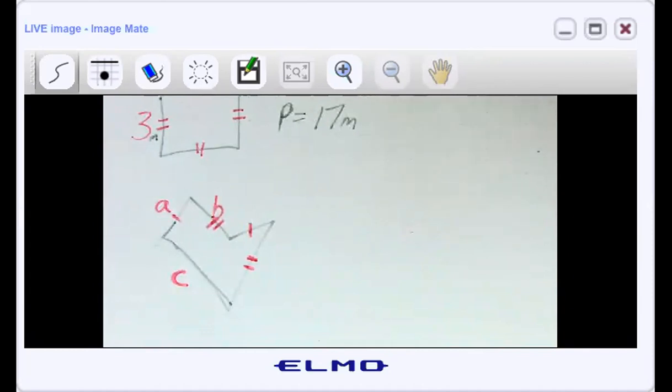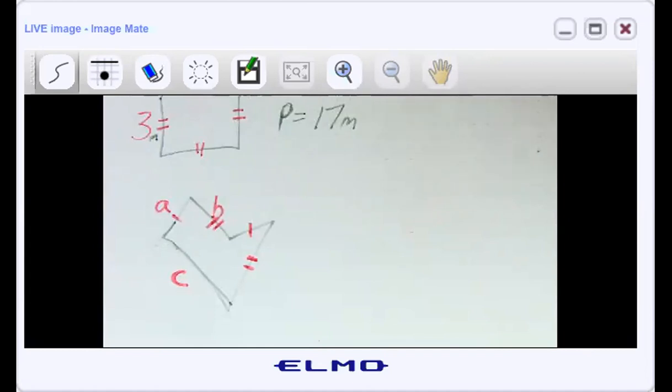You're not going to be able to give me an answer in numbers. You have no idea what it is, but you can give me an answer using variables. So in terms of A, B, and C, your answer would have A, B, and C in it. How would you do this?